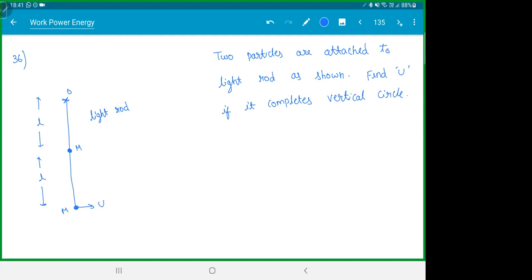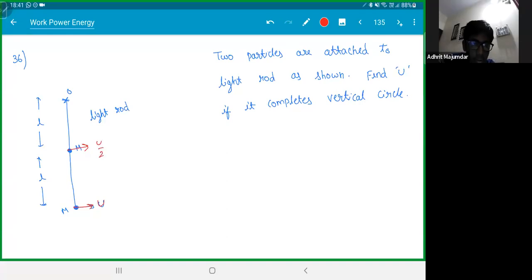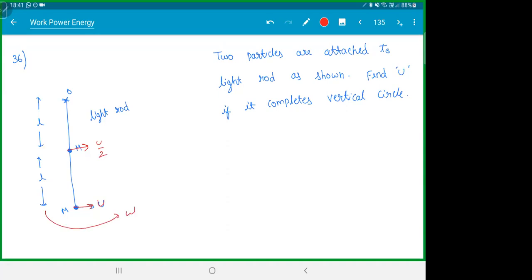Anyone figured out what is the catch in this problem? If this is U, what is this? Anyone? U by 2. Remember, both will have same omega. Rod, no? So if this speed is L omega, this speed is L by 2 omega. Both the particles won't have same speed. That is the catch in the question.